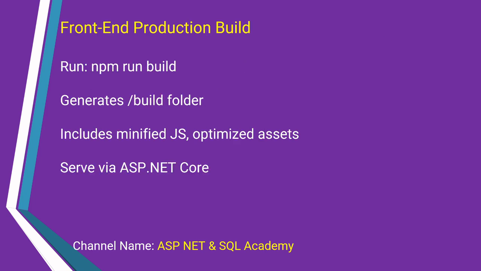For production, run npm run build to create an optimized bundle with minified JS and assets. You can serve this folder directly from your ASP.NET Core project for the fastest performance.